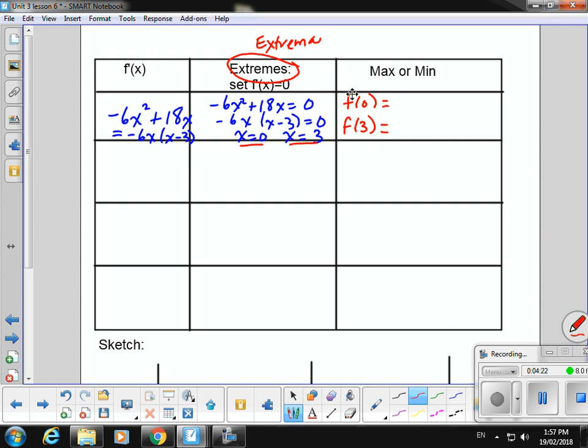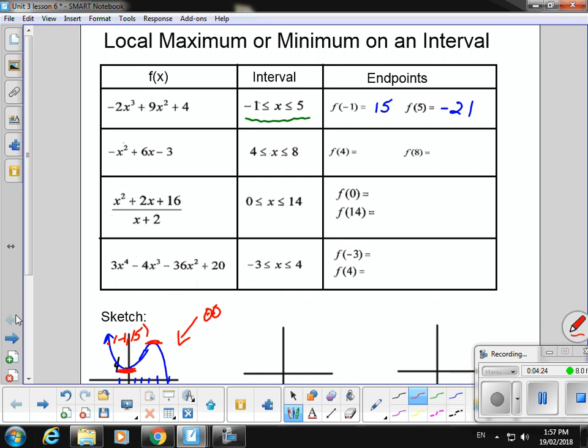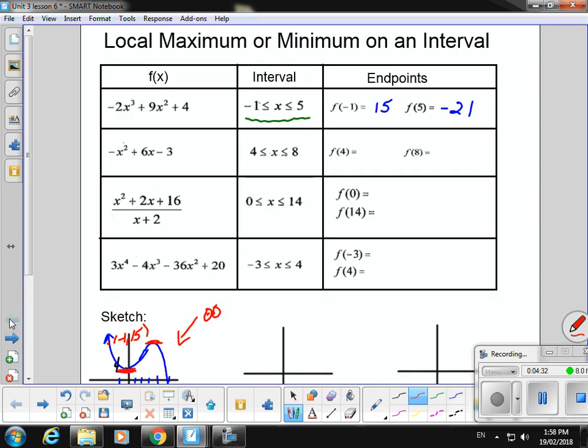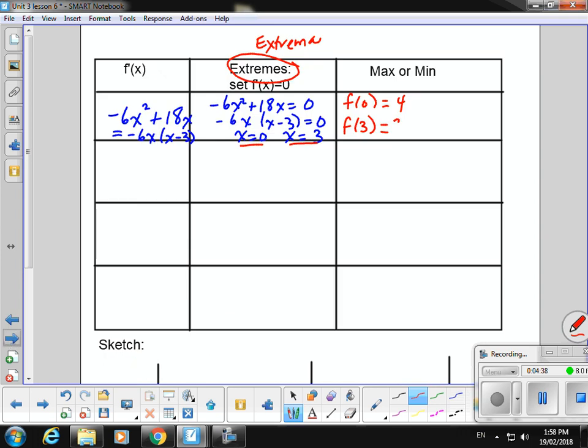f at 0, I have that point (0, 4). f at 3, I'm going to put a 3 into the function. You're going to trust my mental math, are you? I get 31.